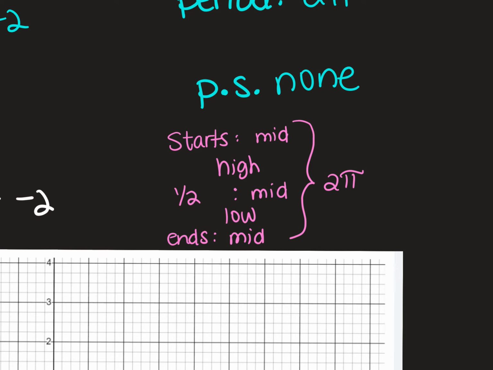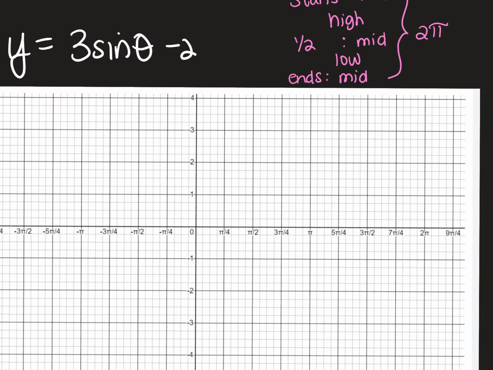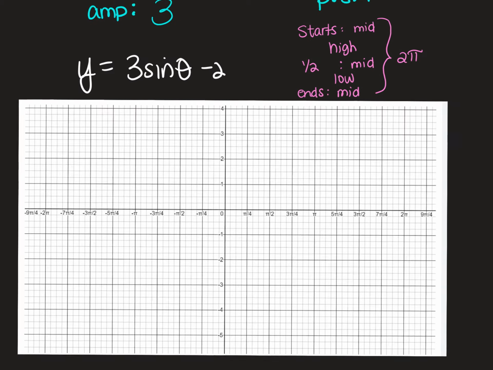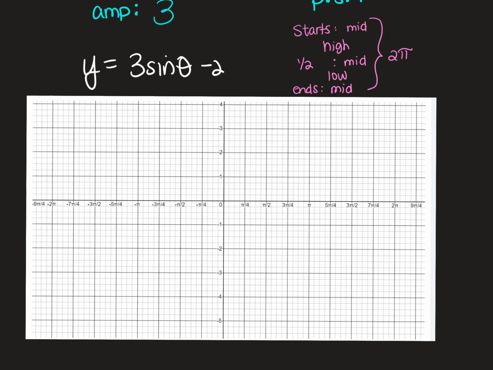All right, so let's start putting this together. When we graph, there's a few things I want to make sure I get on my graph before I do anything else. The first is the midline. So I'm going to start by graphing my midline. This time my midline is at -2. So I'm going to graph just a horizontal dashed line at y equals -2.